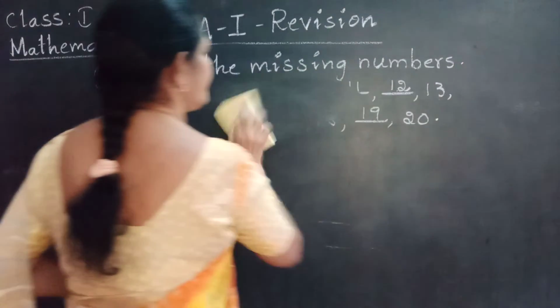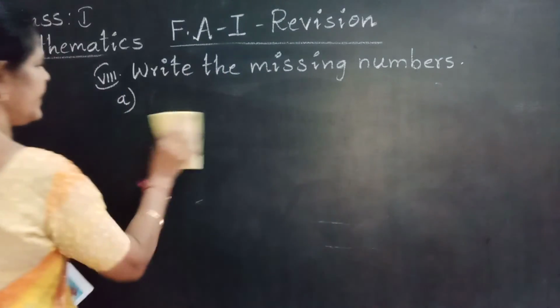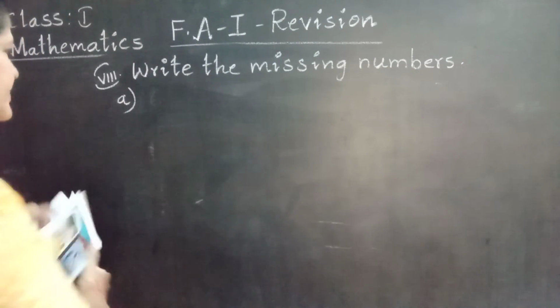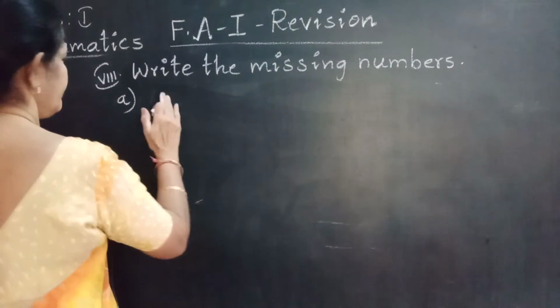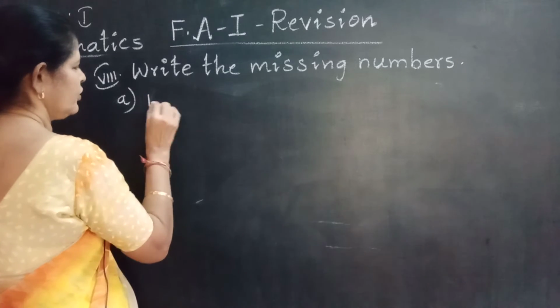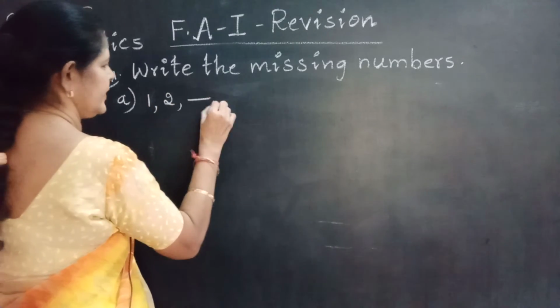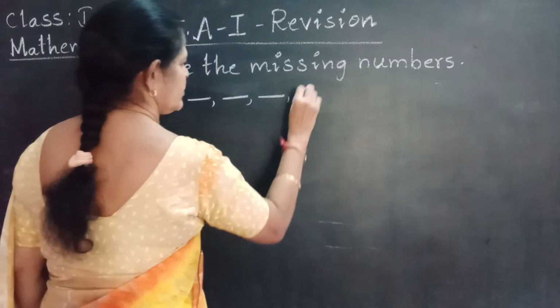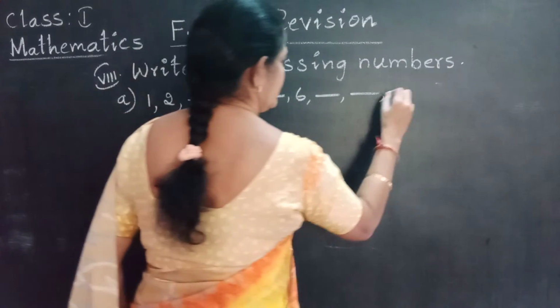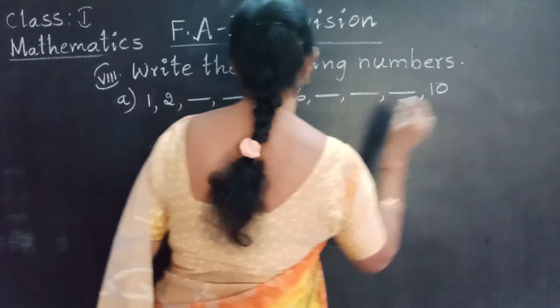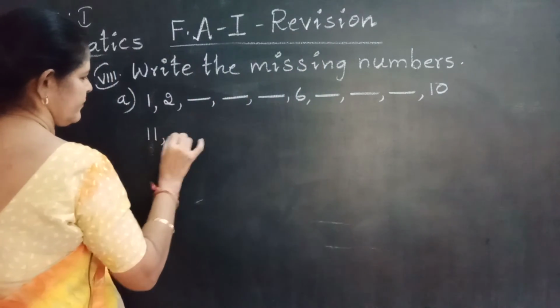One more example for missing numbers. Ready? That means write the numbers in order. Suppose I am going to give it like this. You have to fill up the missing numbers.